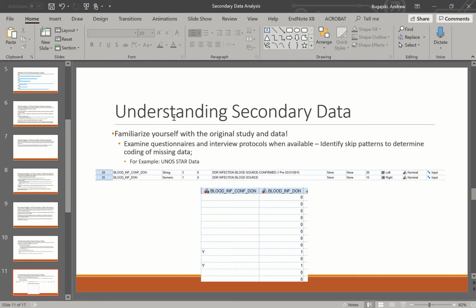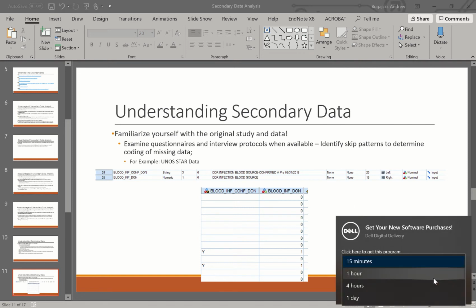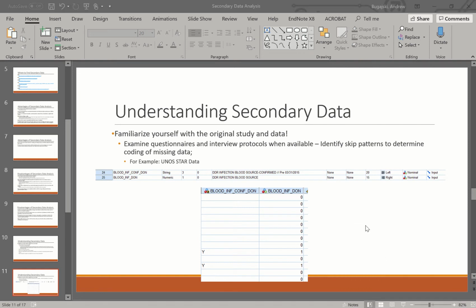So we're going to kind of just work through understanding secondary data. First and foremost is familiarizing yourself with the original study and data. Examine the questionnaires, the interview protocol. Holy cow, just keeps popping up. The interview protocols, if they're available. Identify if there's any skip patterns, if there's any rhyme or reason to missing data.